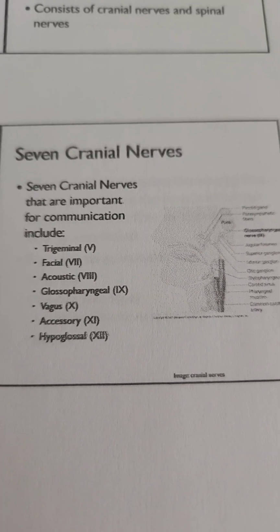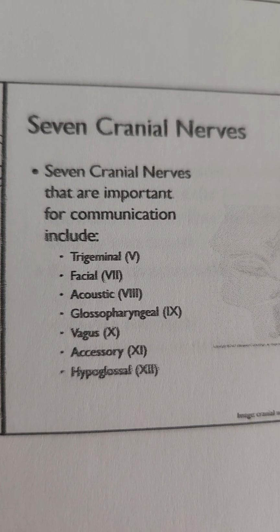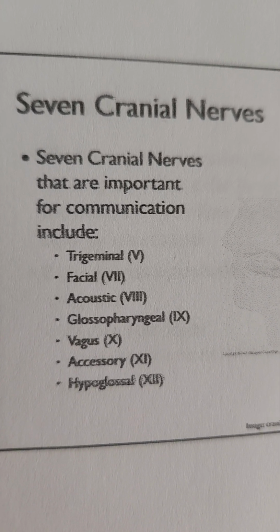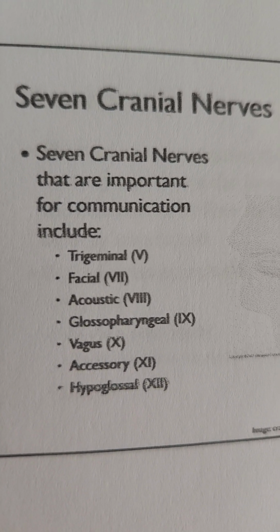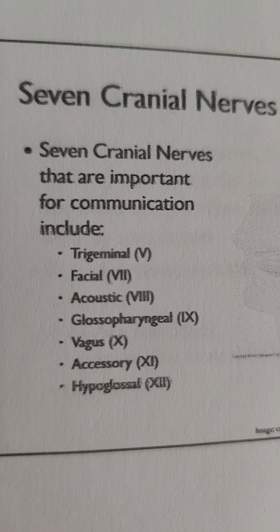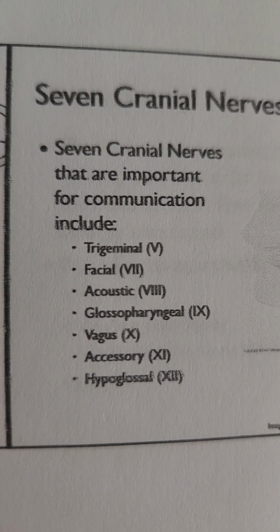The 7 cranial nerves important for communication include trigeminal, facial, acoustic, glossopharyngeal, vagus, accessory, and hypoglossal.